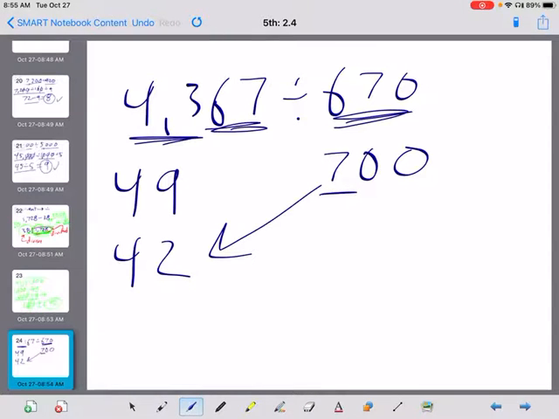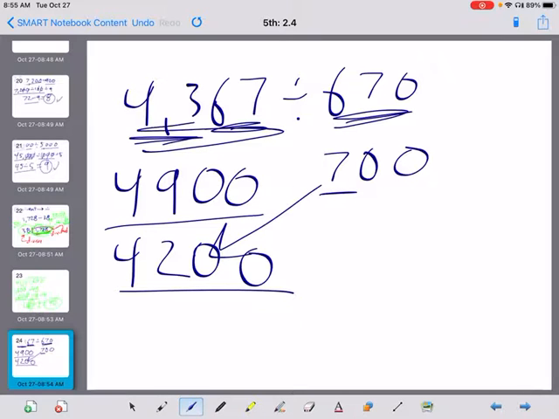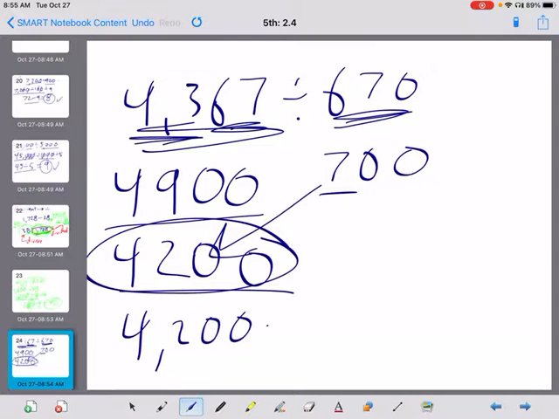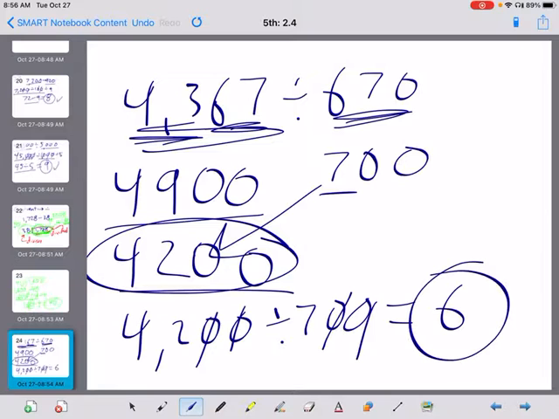And what happens to these? They become zeros. So which one are we going to round to? 4,900 or 4,200? What is 4,367 closer to? Yes, it's closer to this. So we end up doing 4,200 divided by 700. These zeros cancel each other out. 42 divided by 7 is 6, and that's our answer.